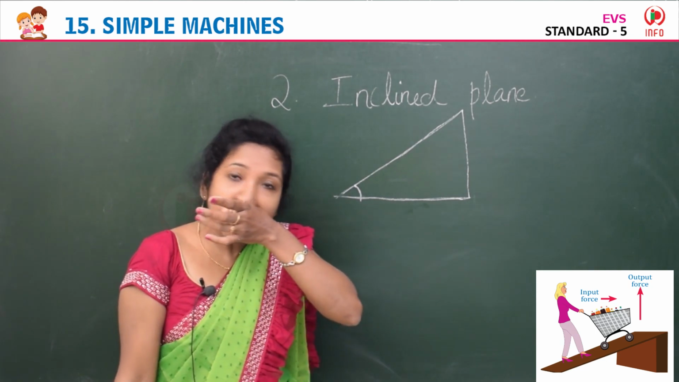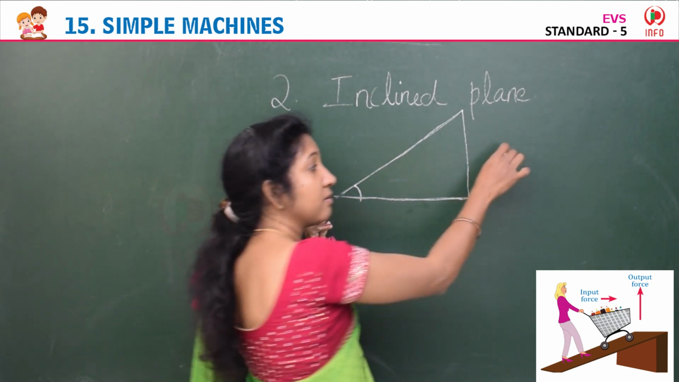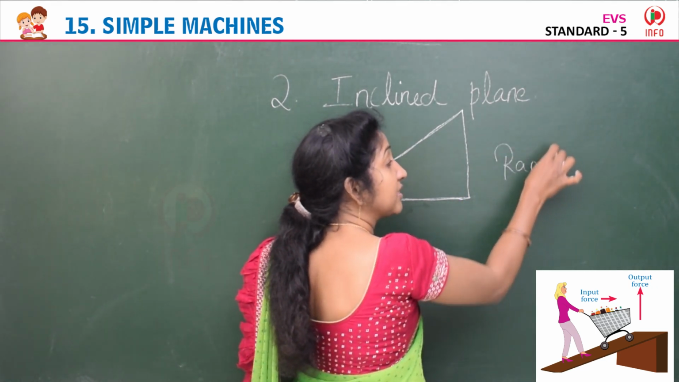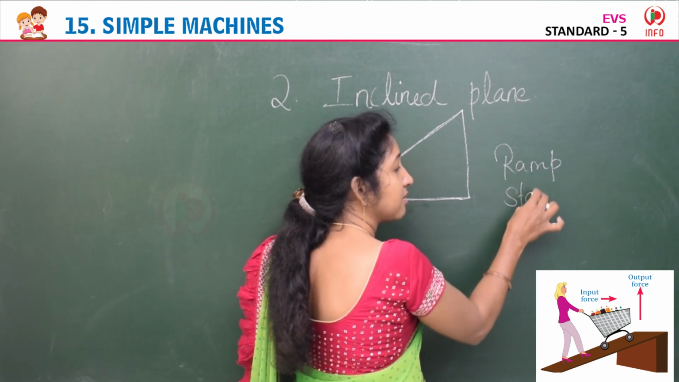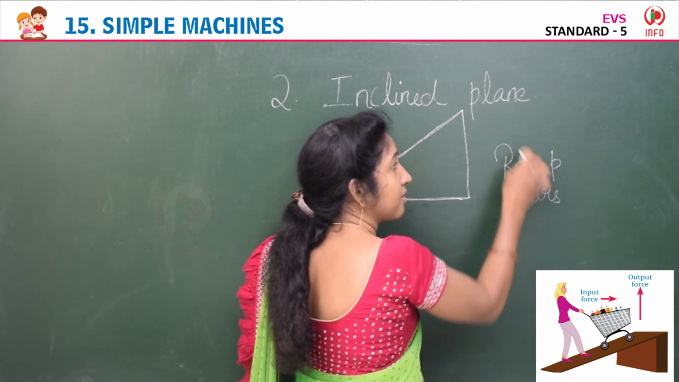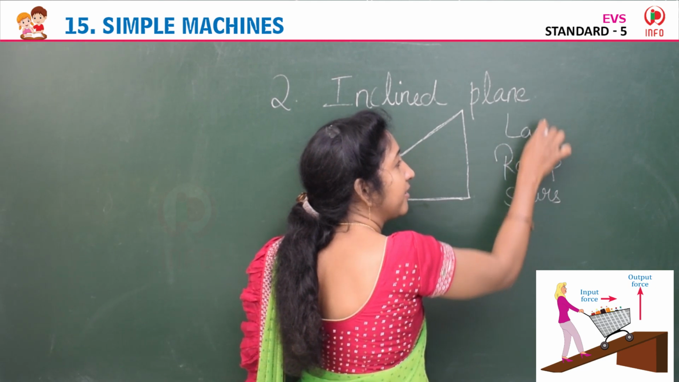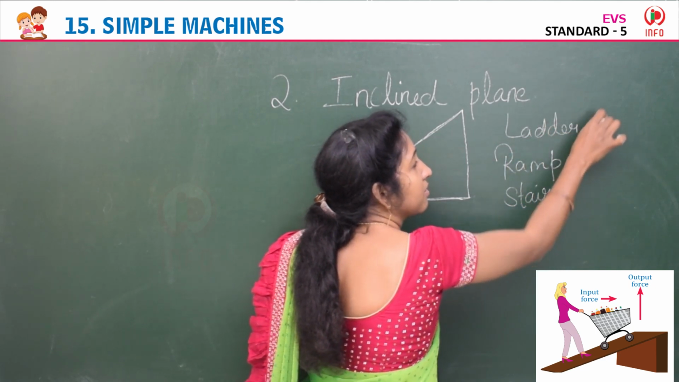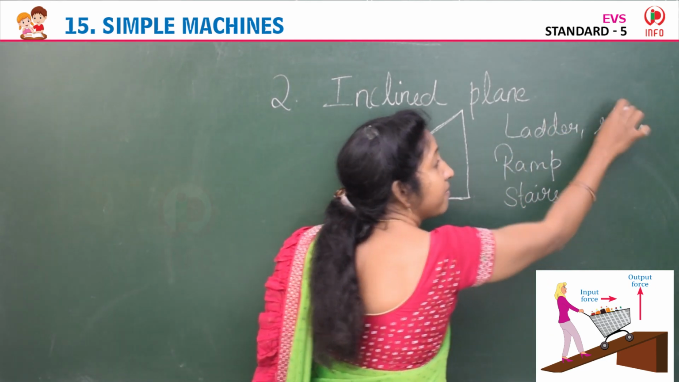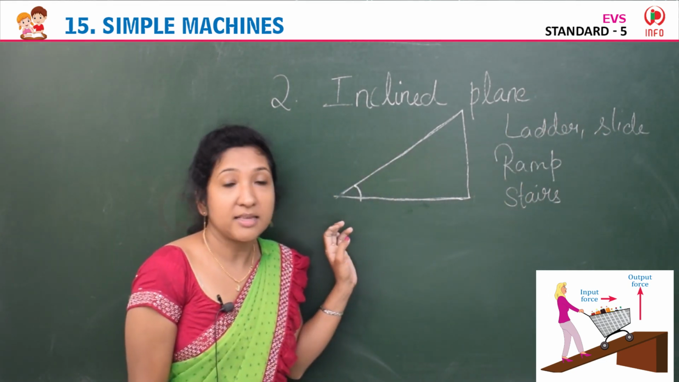Examples of inclined plane, we can say a ramp or stairs, ladder and slide. These are all examples of inclined planes. Okay.